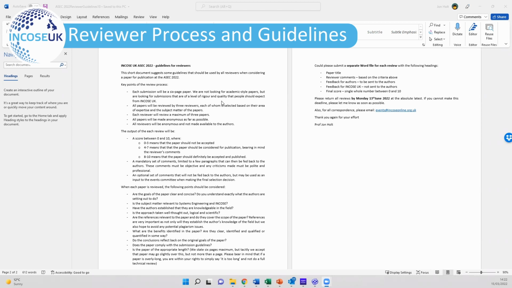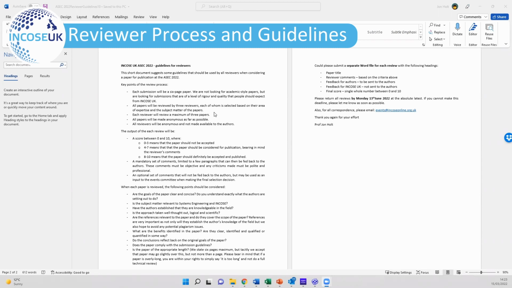Each submission must be 6 pages and only 6 pages. I'll talk about what happens if you go over that in a moment. Bear in mind, we're not looking for massive academic style papers. Bear in mind that primarily the ASEC is aimed at industry, it's aimed at practitioners. However, we are expecting a certain level of rigor from these papers. But we're not looking for full academic papers with 200 references for each one and a 20-page paper.